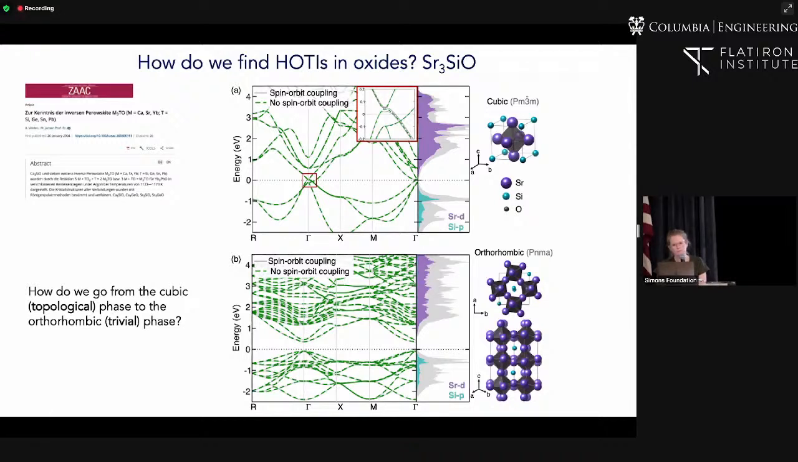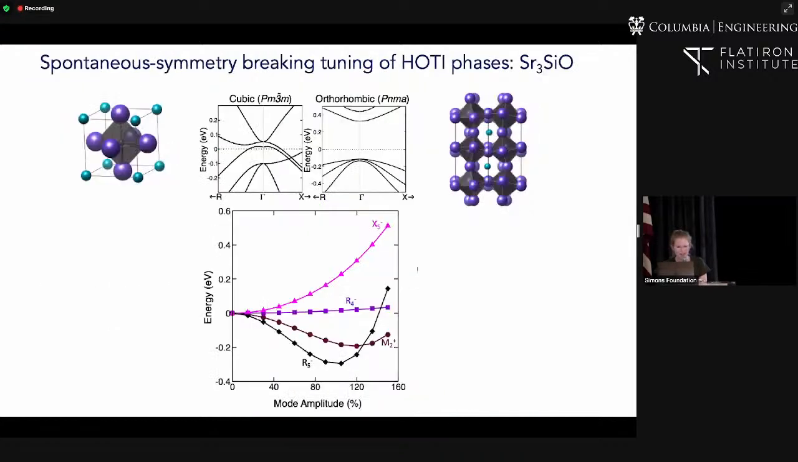Any other questions? Maybe it's a silly question, but why do you have a band gap opening for the orthorhombic structure? You have the band gap opening because of the mirror crossing, and there's a C3 symmetry that protects this crossing. They're broken when you have the orthorhombic phase. So basically, the symmetry protected crossings open up.